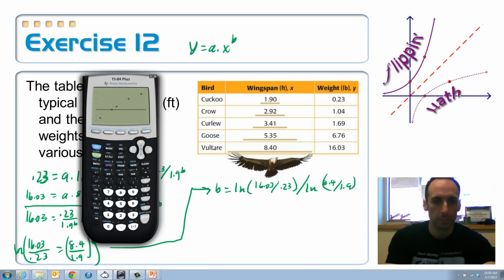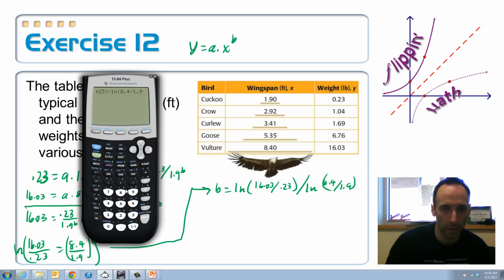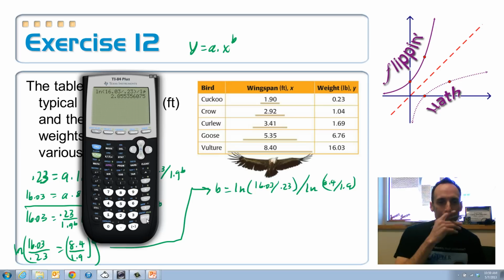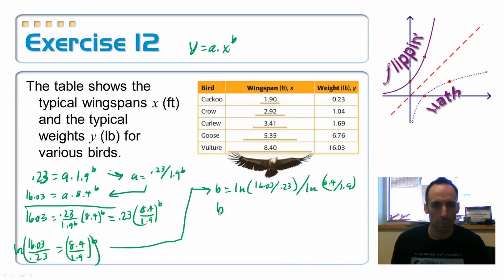Okay. Pull up the calculator. Here we go. Clear all this out and then type in, like you see it, natural log of 16.03 divided by 0.23, close those parentheses, divided by natural log again of 8.4 divided by 1.9, close, enter, and I get an exponent of about 2.86. So b is about 2.86.